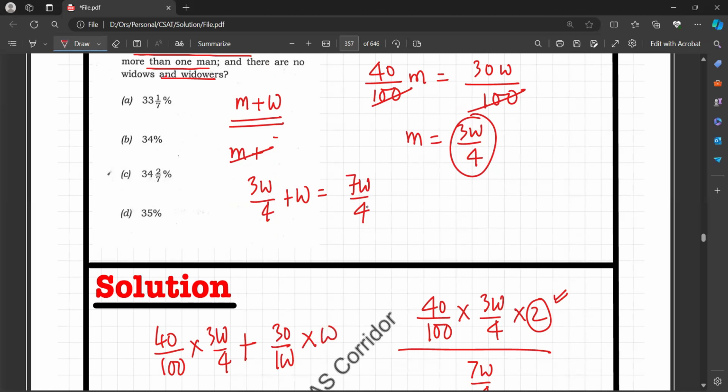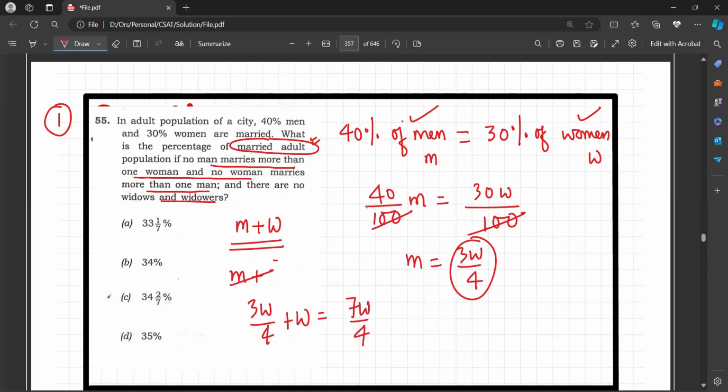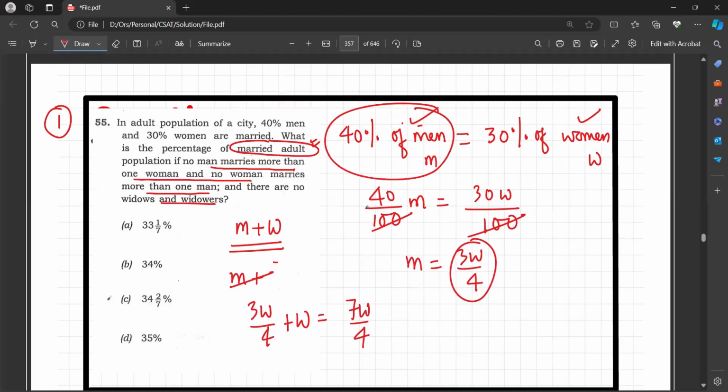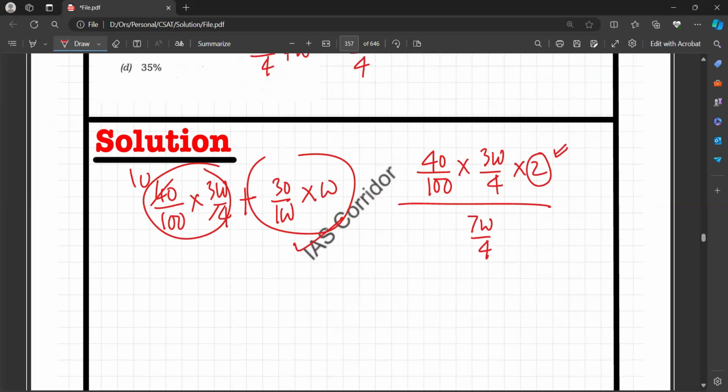Are you getting it or not? So you can see these two are the same. The 4 getting cancelled here gives you 30W by 100. This is 30W by 100. That is why this 2. Why have I taken those many men who are married, and done it 2 times? Because these men will marry these women, so that many women will also be there. Are you getting it? So this is the adult married population out of the total population.